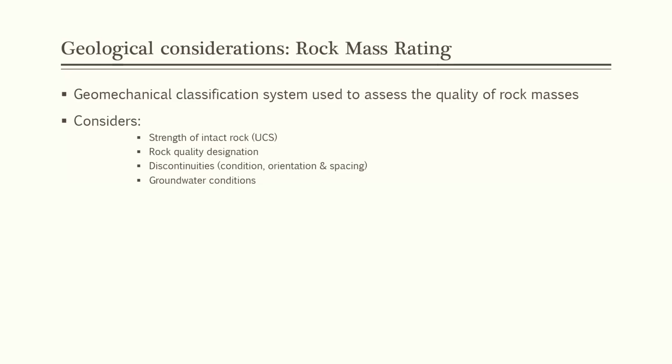So the rock mass rating goes from 0 to 20, which indicates very poor rock, then 21 to 40, which is attributed to poor rock, 41 to 60, which is considered fair rock, and then 61 to 80 is considered a good rock, and then 81 to 100 is considered very good rock.